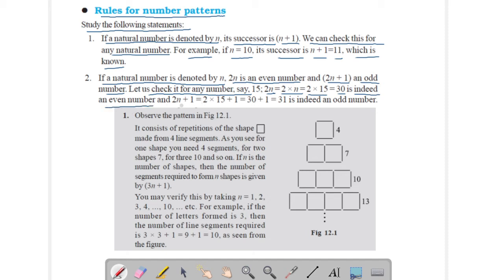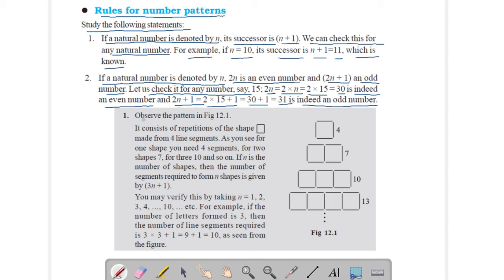And 2n plus 1 can be written as 2 into 15 plus 1. Put the value of n as 15. You will get 2 into 15, 30, plus 1. That is 31, which is indeed an odd number.